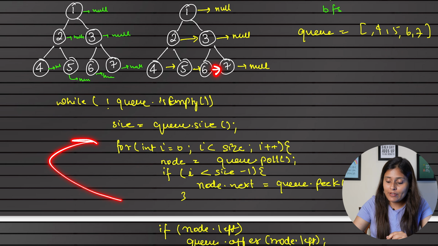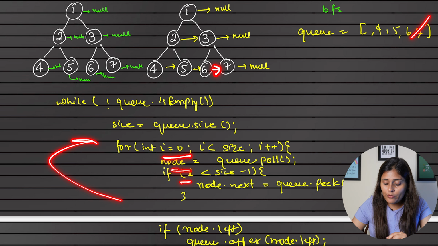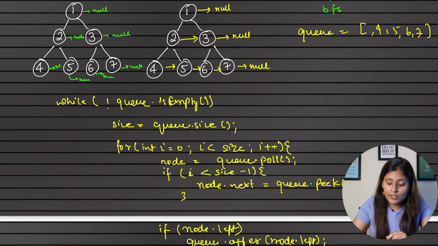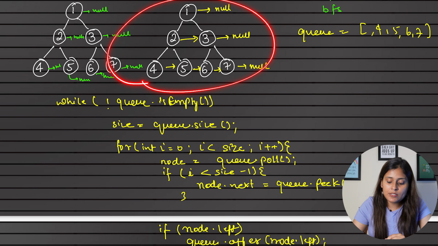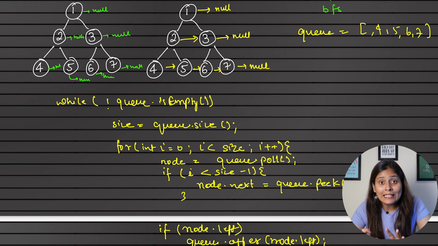Now again we'll pop 7. When we pop 7, index of 7 is 3. Is 3 less than 3? No. So hence we'll not connect. So by default it will be null. And this is what we were supposed to do. We were not supposed to return anything here.